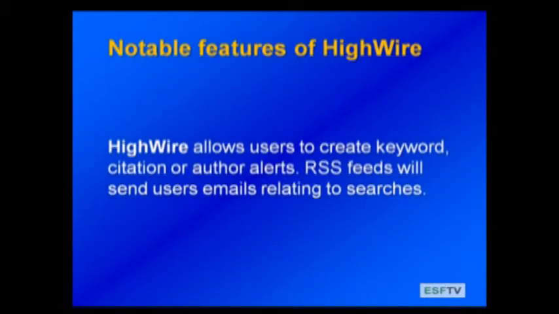So you can do a search, and then after you put your criteria in for author or keyword or maybe a particular journal, that RSS feed will email you every time there's a new result in your search. So you could go to Highwire, do your search, and then set it up so it will email you every time there's new searches for your criteria. Really neat feature.